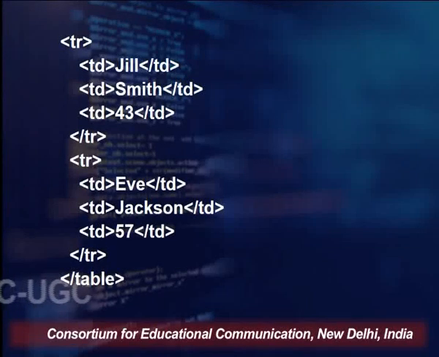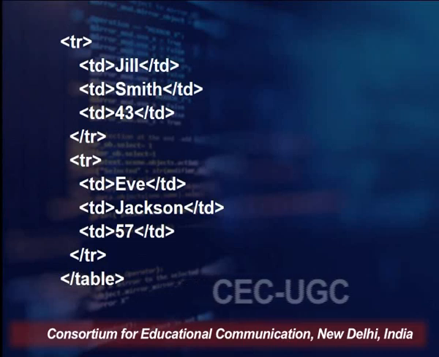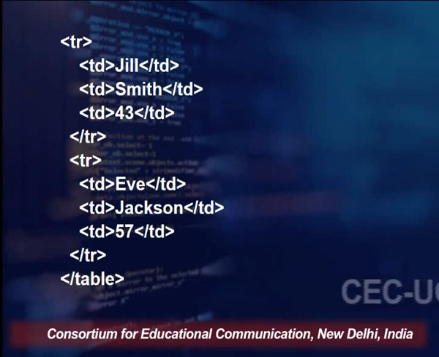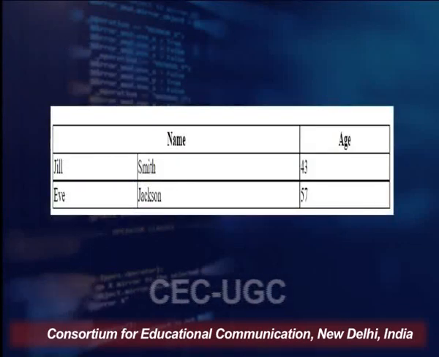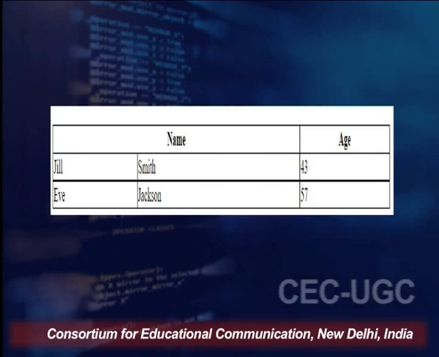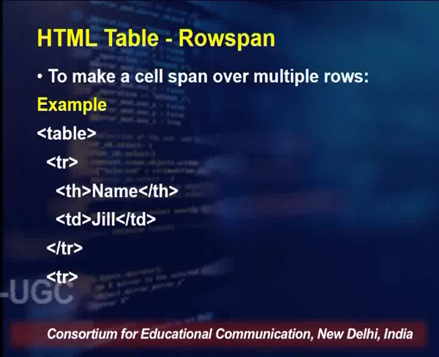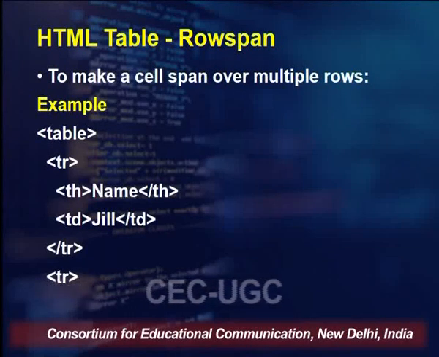Then within the TR, I have written 3 TDs for the first row apart from table headers, and for the second row I have also written 3 table data, and the result is shown on the screen. As we are doing with column span, we can also do it with row span to make a cell span over multiple rows.